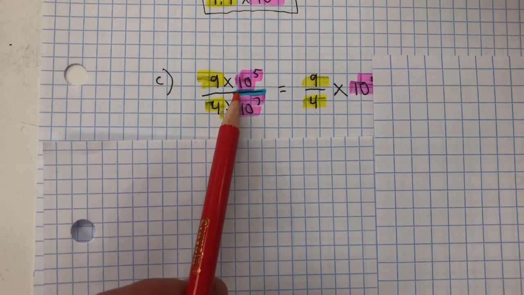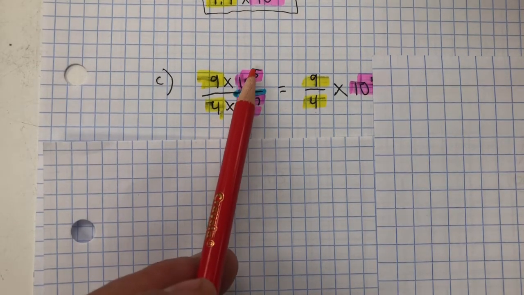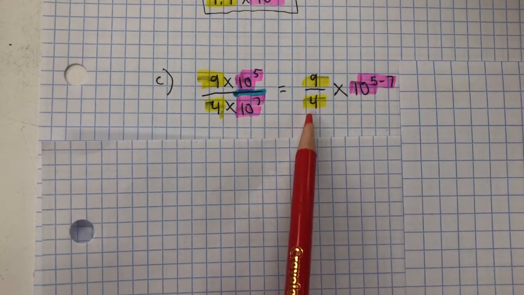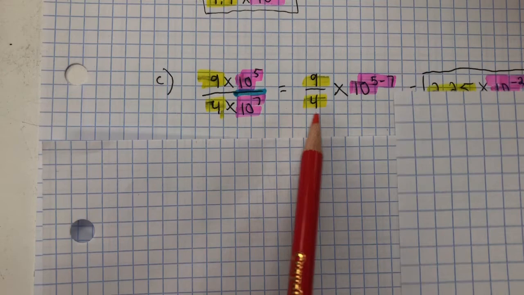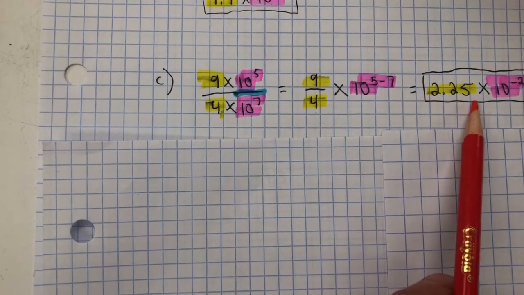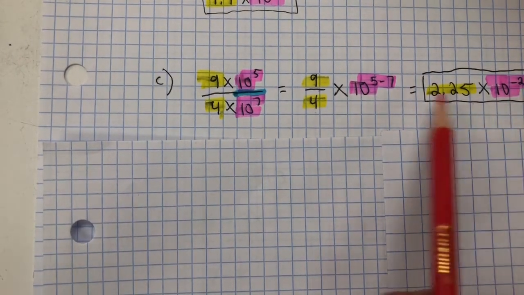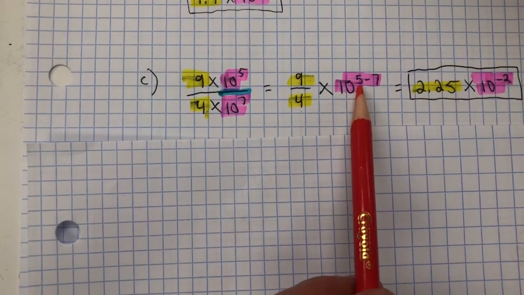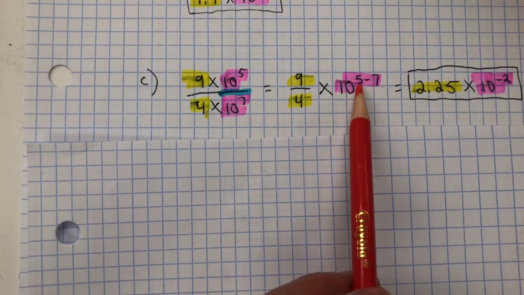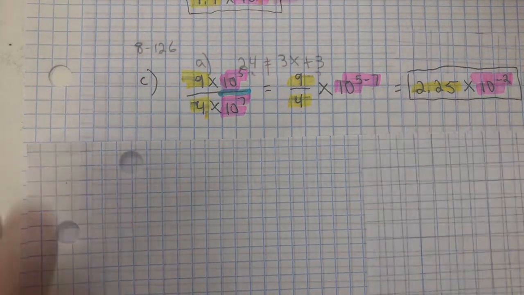And remember the division bar, the fraction bar, is just a reminder to subtract: 5 minus a positive 7. And now I simplify it. 9 divided by 4 is 2.25. And then 10 to the 5th minus 7 gives me negative 2. And remember, when you're subtracting integers, you find out which one is greater. I have more negatives than positives, so I know my exponent's going to be negative.